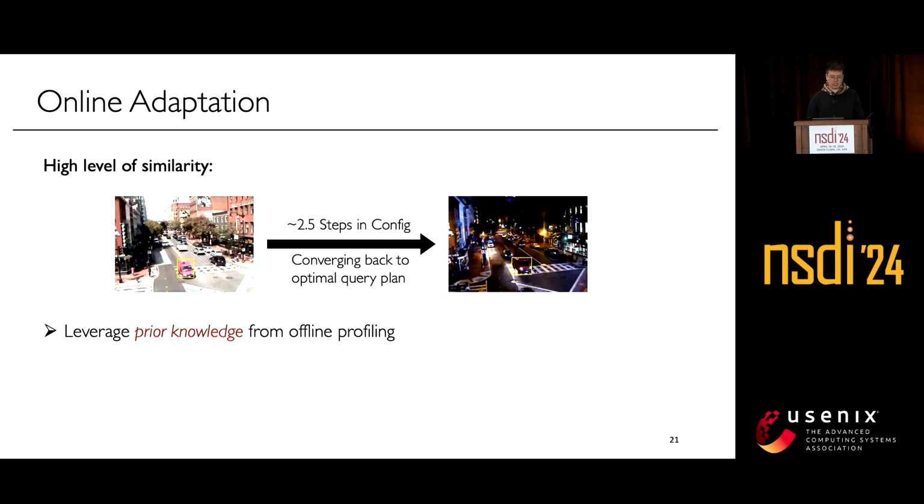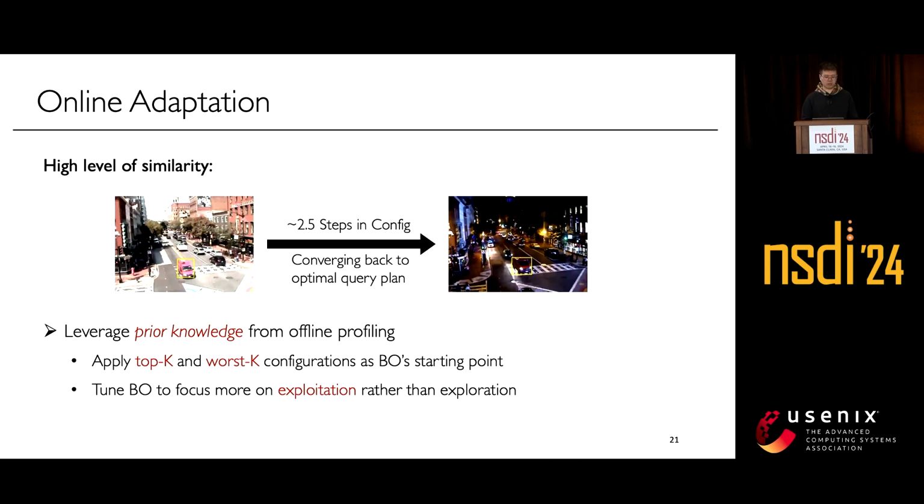This inspires us to leverage prior knowledge from our offline profiling to perform fast reprofiling. Specifically, we apply the top K and worst K configurations as the initial data points in our BO starting point instead of using random data points as people usually do in a normal BO process. Here, we also tune BO's parameters to make it focus more on exploitation rather than exploration, because the BO has already explored a pretty good shape during offline profiling. Note that in this case, we still need to perform a placement selection to handle edge resource change.